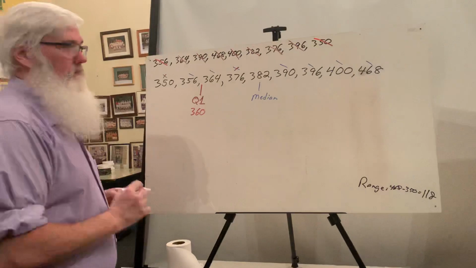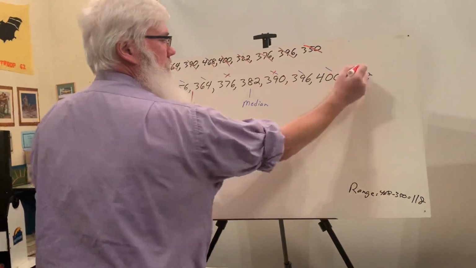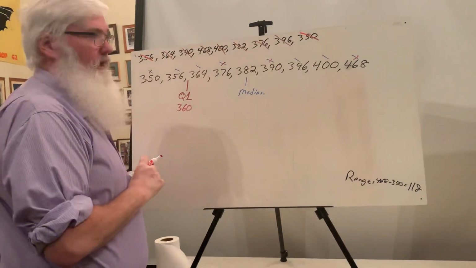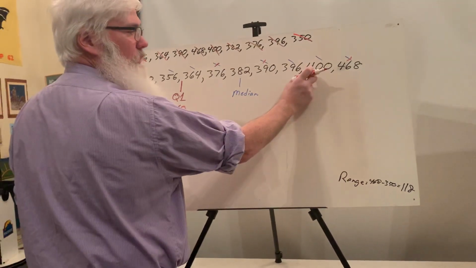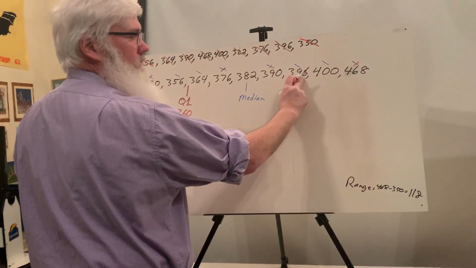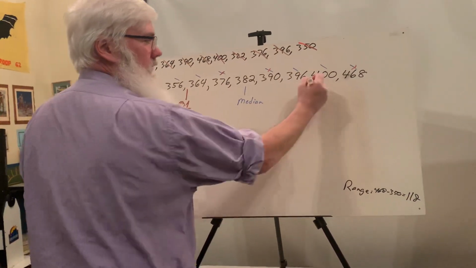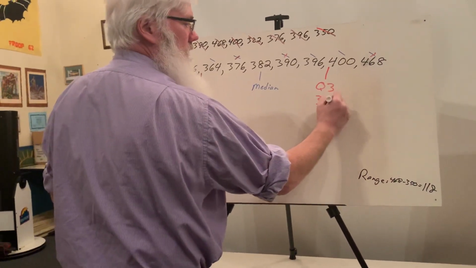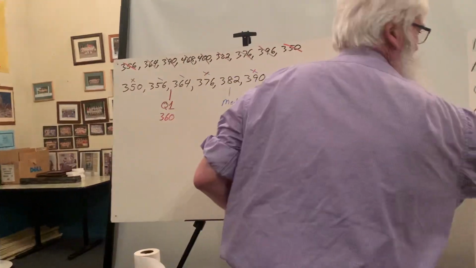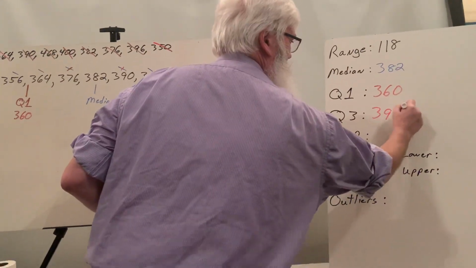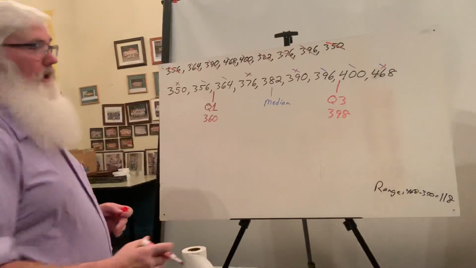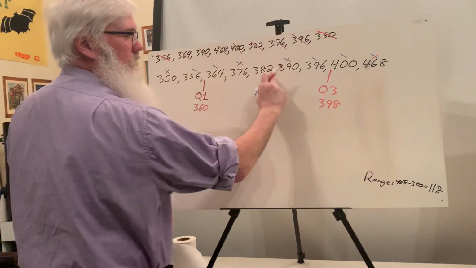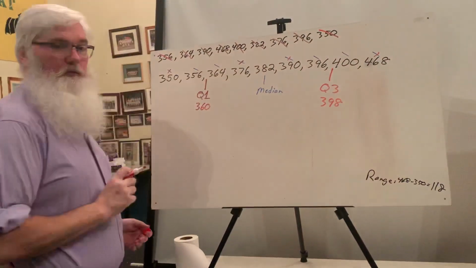Now Q3, crossing out my lowest and highest, and now I have my middle 2 numbers to find halfway between. Our difference is 4, half of that is 2. If I add 2 to 396, I get Q3, which is 398. All right, so now we have found all of our quartiles. This is Q1 to here, Q2 to here, Q3 to here, and those make up Q4.